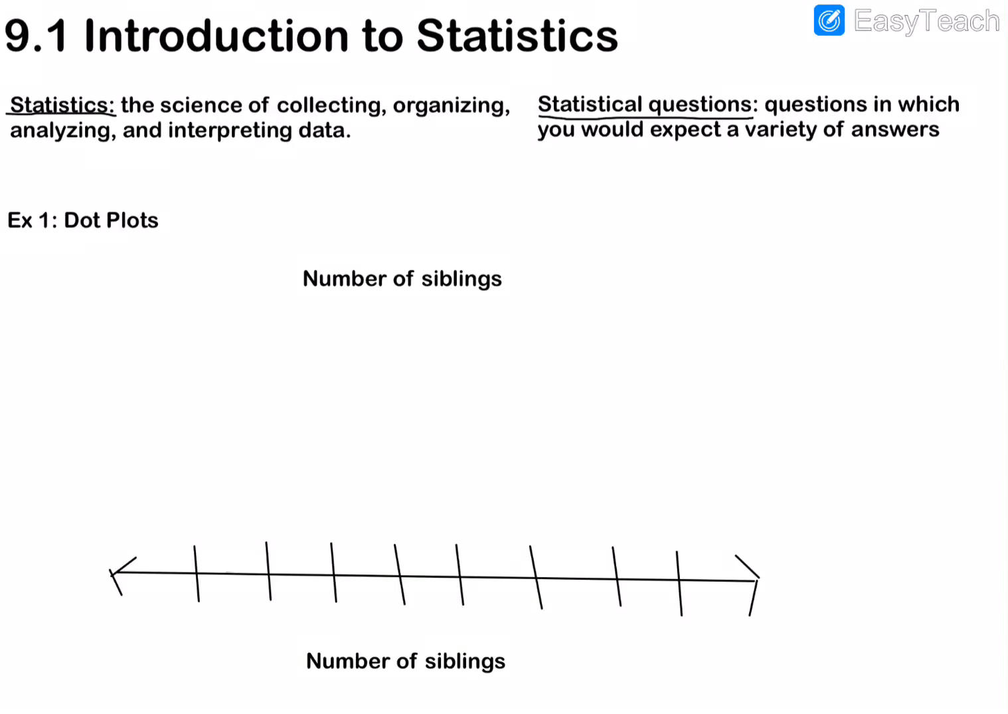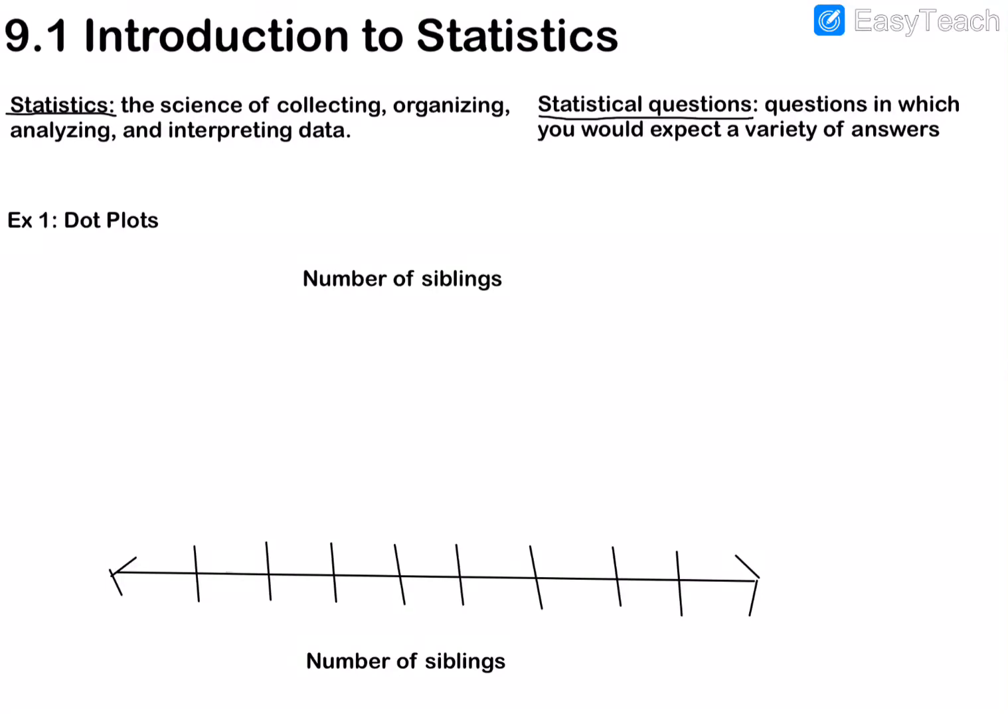So there's many different ways that you can analyze a set of data. There's pie charts, there's bar graphs, there's line graphs, there's dot plots, which is what we're going to do today. So let's go ahead. I'm going to show you how to do a dot plot, and we're going to use number of siblings as our data set.